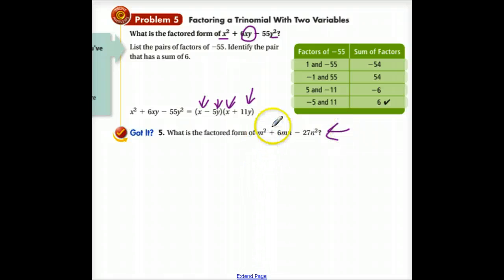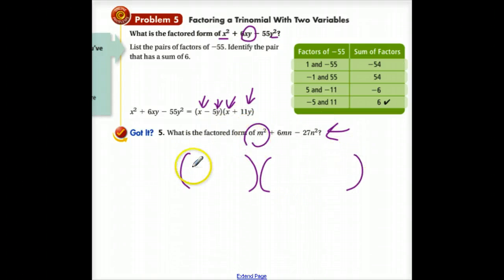So I'm just going to factor m squared plus 6mn minus 27n squared. Well, I'm going to create my binomials. M squared is m and m. To get the n squared at the end, it's going to be something times n, because then when you multiply them, the outside and inside terms are m times n and m times n. That's how you get this middle term.